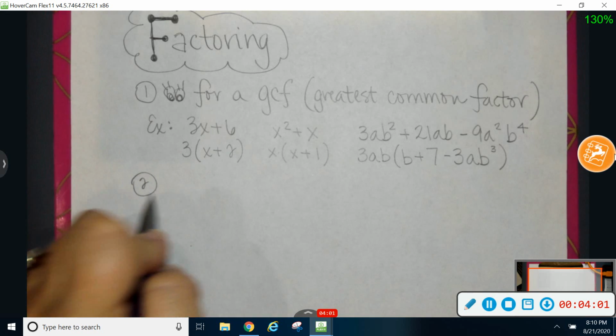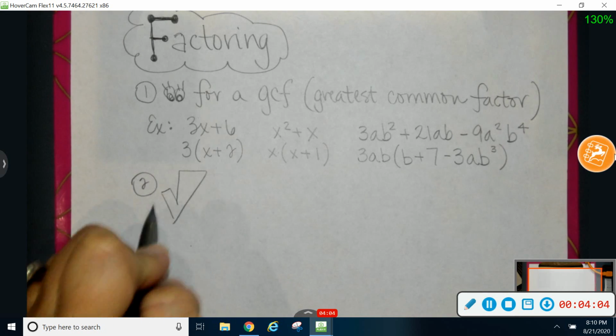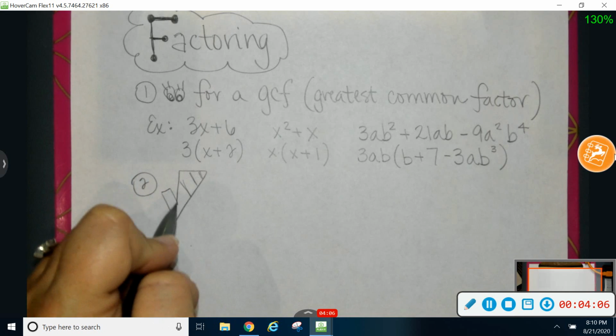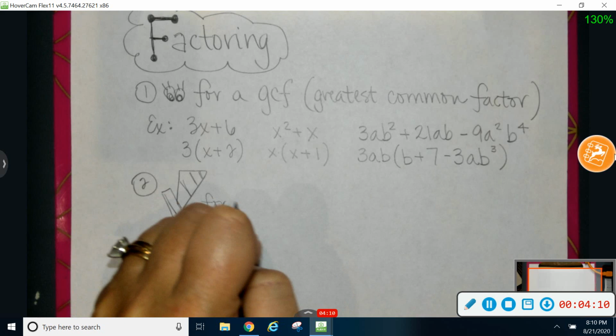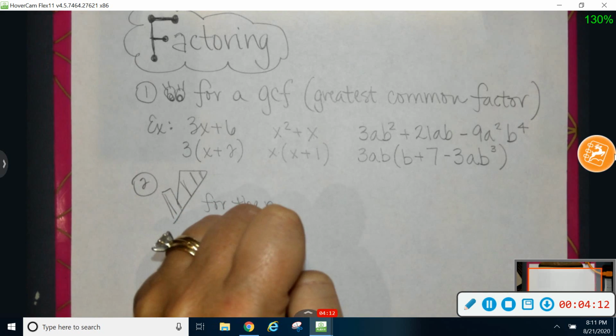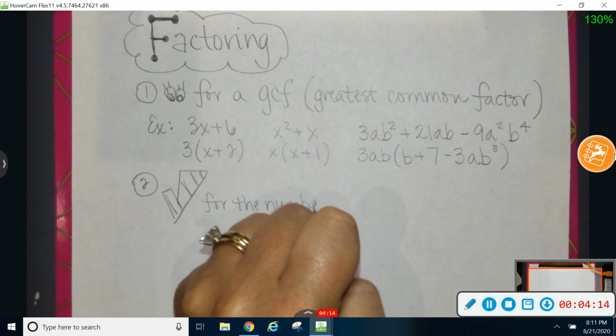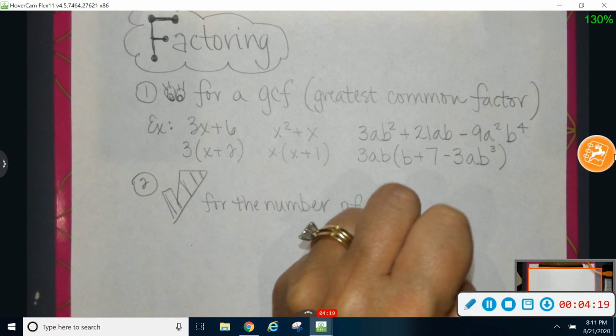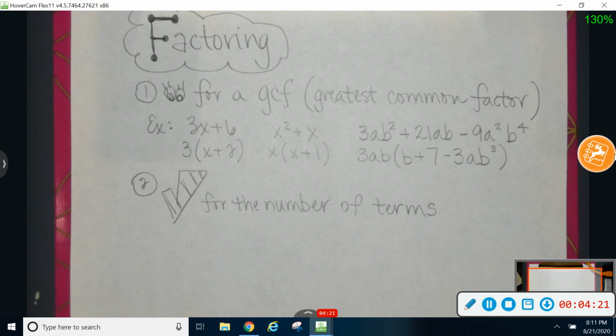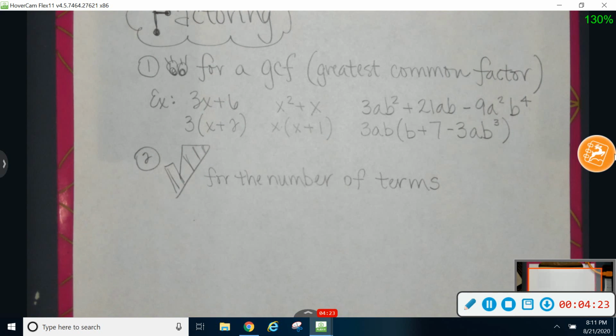Second rule of factoring, we're going to check for the number of terms, because sometimes how many terms we have determines what we're going to look to do. It gets us started in the right direction of a plan, of a pattern. Always look for the GCF first. Second, we're going to check for the number of terms.